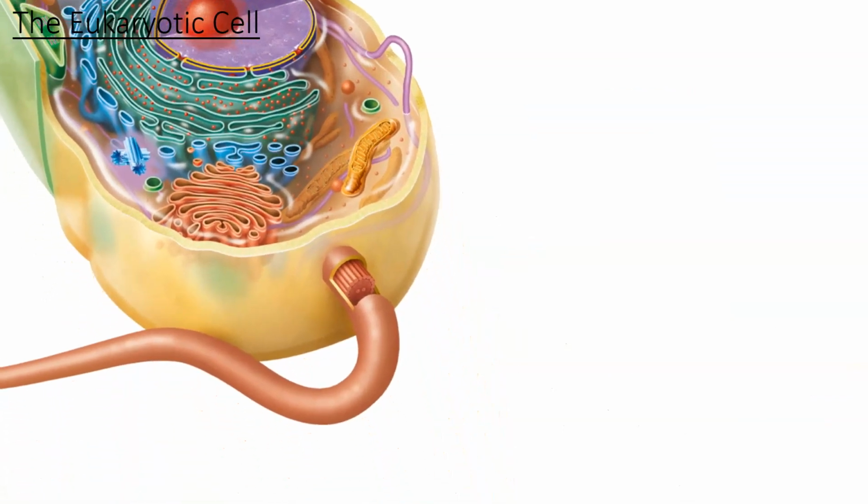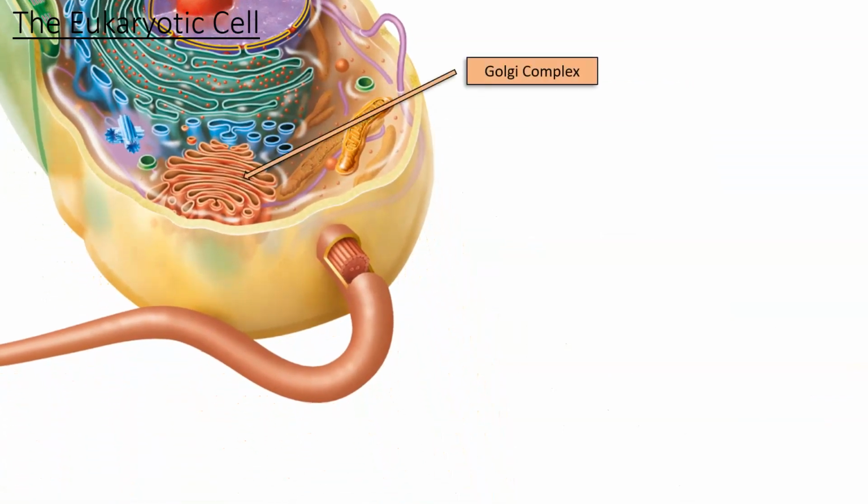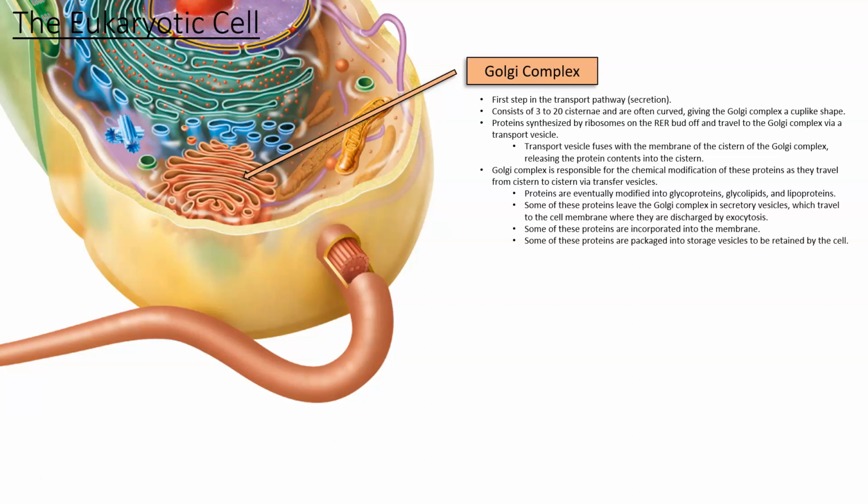Moving on, we come to an area called the Golgi apparatus, or the Golgi complex. It is the first step in the transport pathway or secretion of proteins to the outside of the cell. It consists of 3 to 20 cisternae. Okay, they are also flattened to increase surface area. They are going to receive proteins that were synthesized by ribosomes on the rough ER via a transport vesicle.